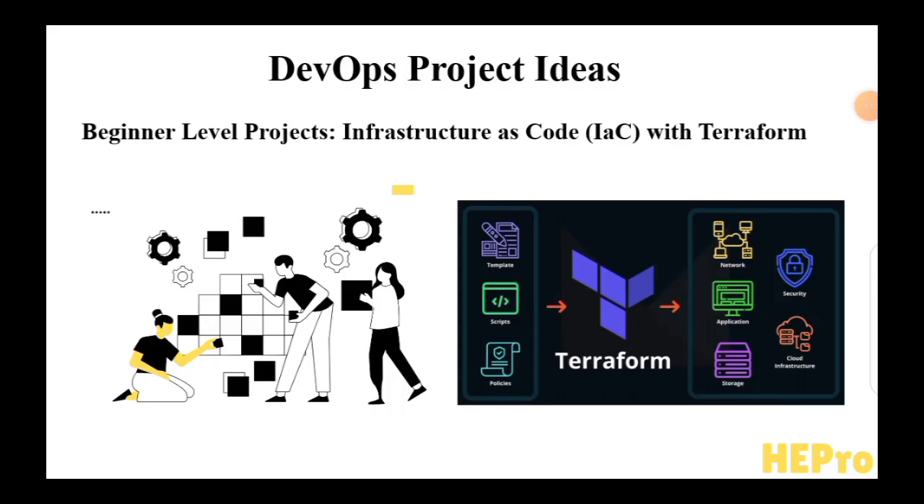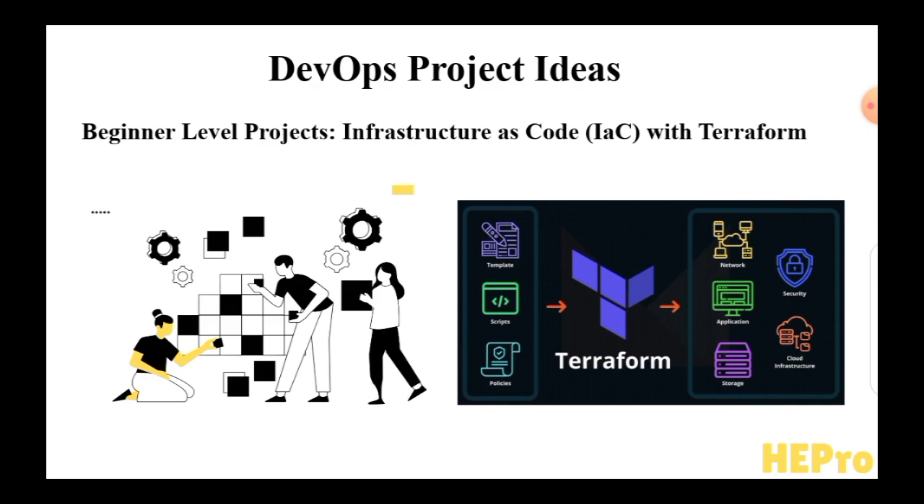So now we will start the discussion about DevOps project ideas listed on HEPro.in. In this discussion part, we will explore one of the beginner level projects, Infrastructure as Code, IaC, with Terraform. In this project, you will automate the creation and management of cloud resources instead of manually using cloud consoles. You will write declarative Terraform configuration files to define servers, storage, and networking, ensuring that your infrastructure is consistent, repeatable, and scalable.